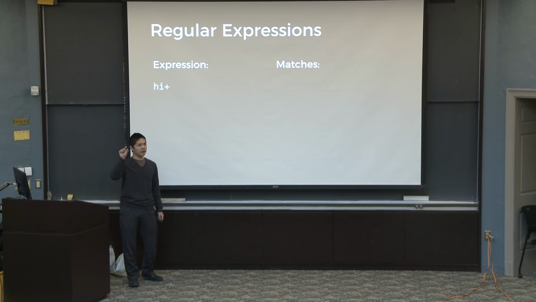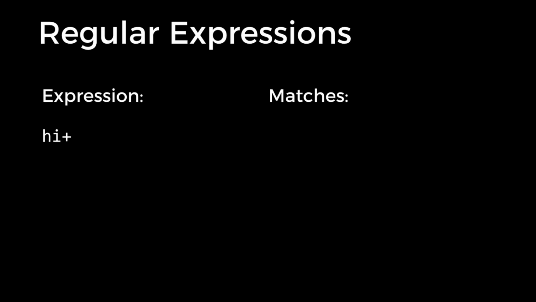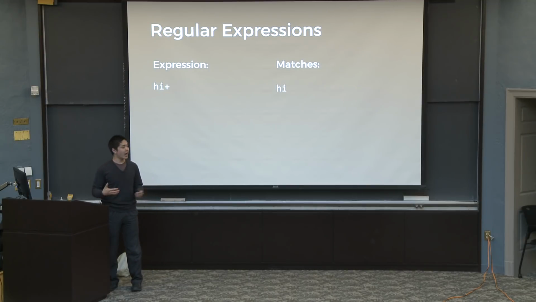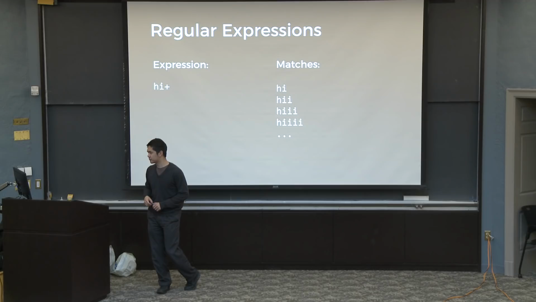If you have a plus, that means 1 or more of something. Again, all this is in the slides, so don't feel like you need to write it down or memorize it. Showing it to you because regular expressions come up a lot as you begin working on building larger applications and trying to validate strings. They just tend to be a pretty convenient way of expressing these ideas. So hi plus, that can match hi with 1 i, or 2 i's, 3 i's, 4 i's, or more. And is just the idea that the plus means 1 or more of a particular thing.